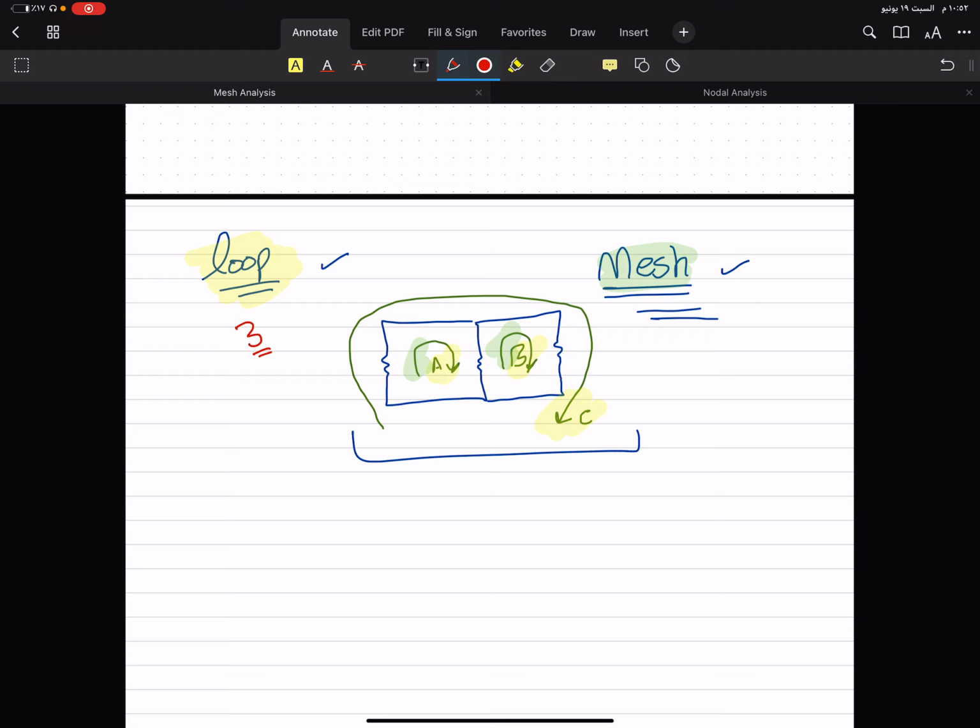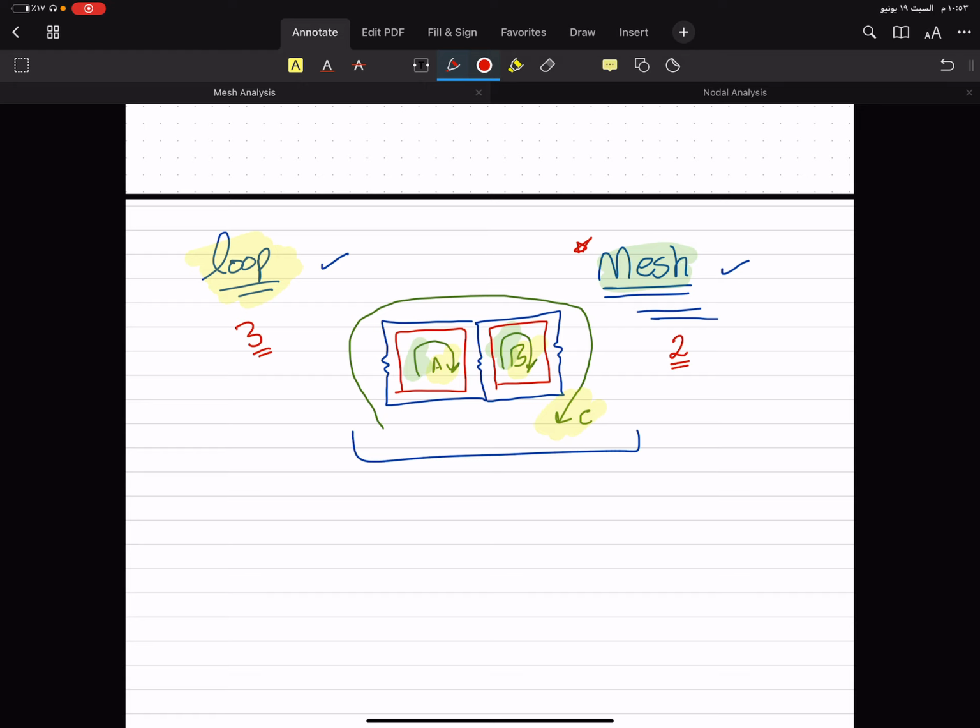But how many meshes do we have? Now this one is the important one. First, this one is a mesh, and also this one is a mesh. But the outer one is not a mesh. So we have two meshes.